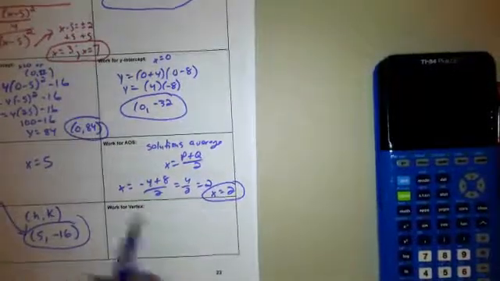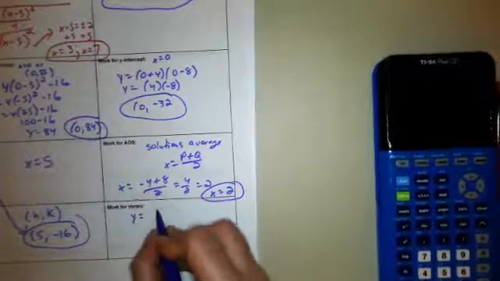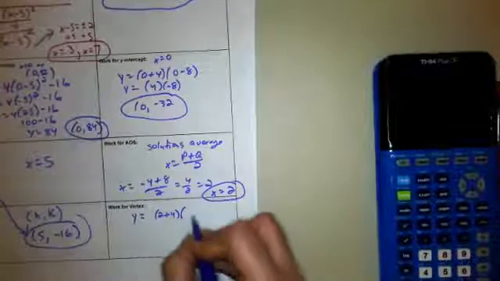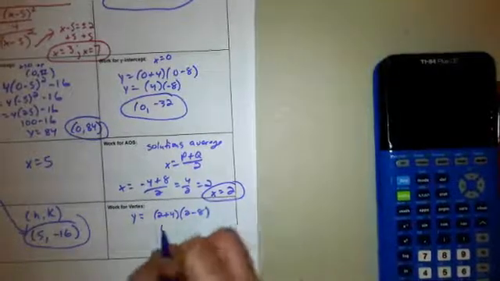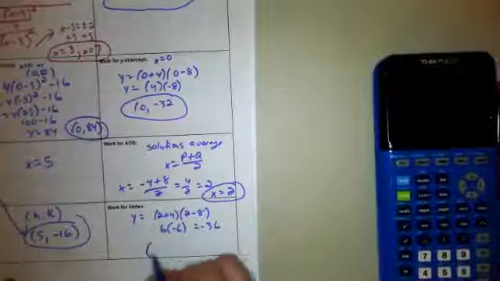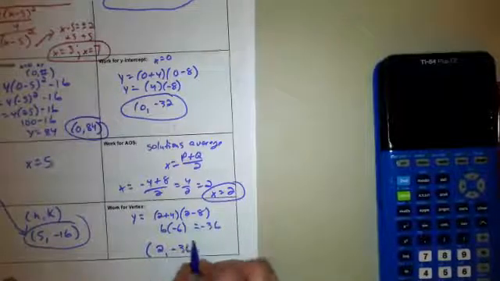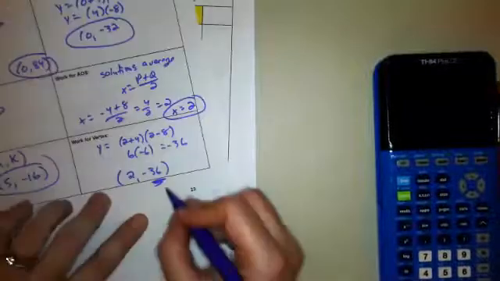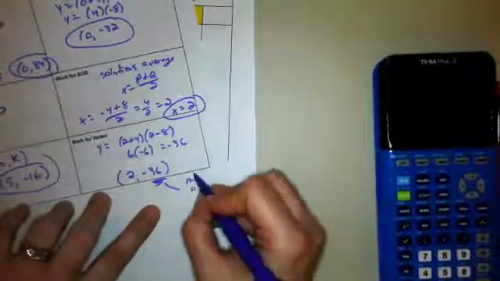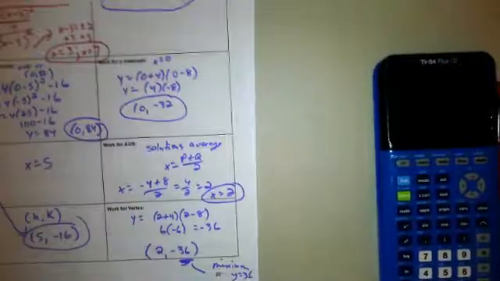And then to find the vertex, you put 2 in for x and solve for y. Y equals 2 plus 4 times 2 minus 8. 6 times negative 6, negative 36. So the vertex is always an ordered pair, so 2 comma negative 36. And if you think about it, your minimum is going to be y equals negative 36. Okay? And that's because we have a positive a. It's going to open upward, so we know that's a minimum. Okay?